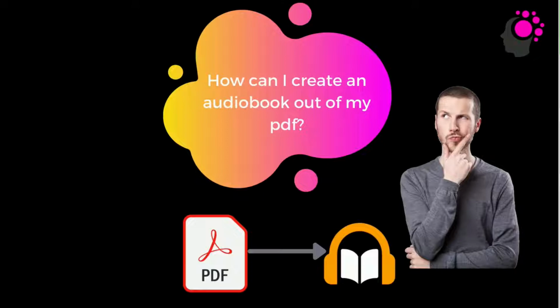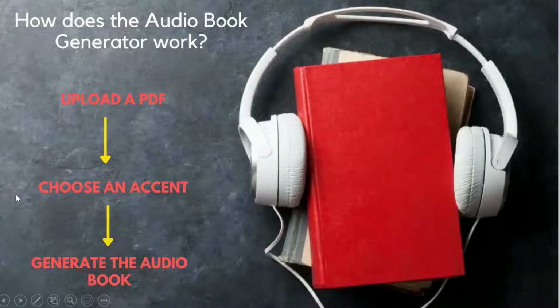So how can I create an audiobook out of a PDF? And you have the process, how it is going to work is the user uploads a PDF, and you can even choose an accent and voice. Do you prefer a male voice, female voice? What kind of accent do you prefer? We're going to use Google's Text-to-Speech API, and they support a wide variety of accents. Right? And for the sake of the product, we're going to look at American, British, and Indian accents, right? And we're also going to look at male and female voices. It's simple. You upload a PDF, choose an accent, generate the audiobook. So this is how the audiobook generator works.